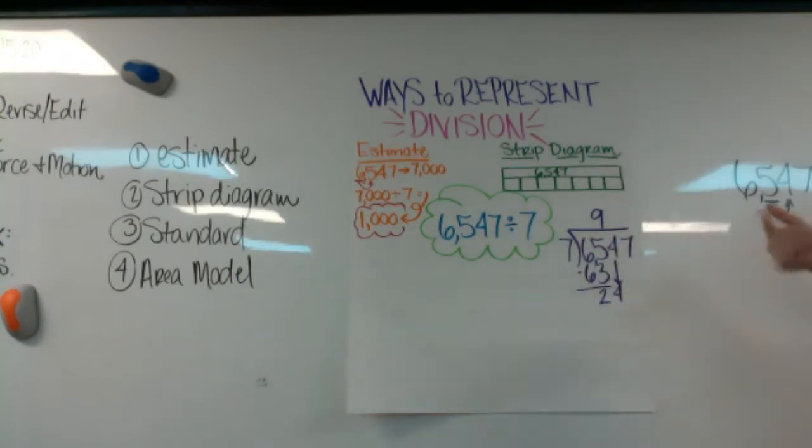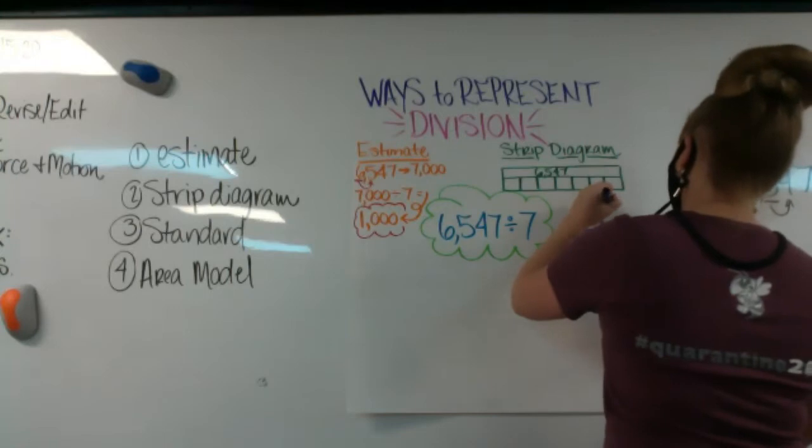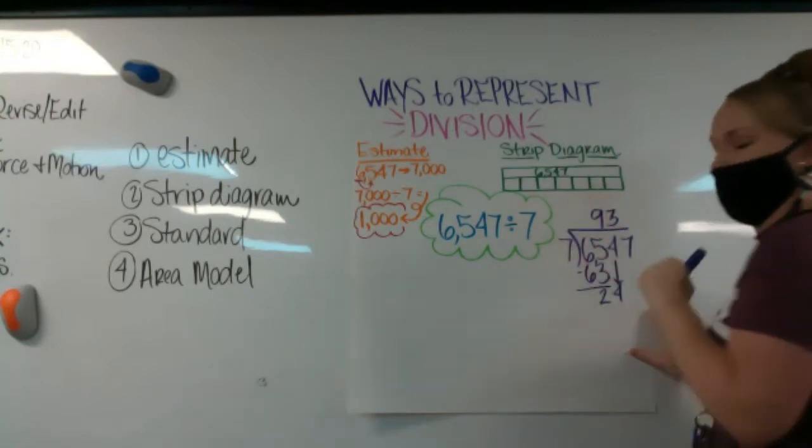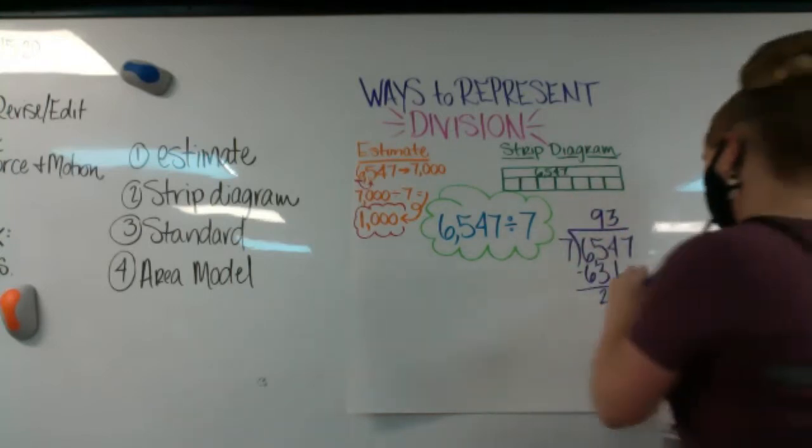How many times will 7 go into 24? It'll go in 3 times, right? So put my 3 up here. And what is 3 times 7? It's 21.